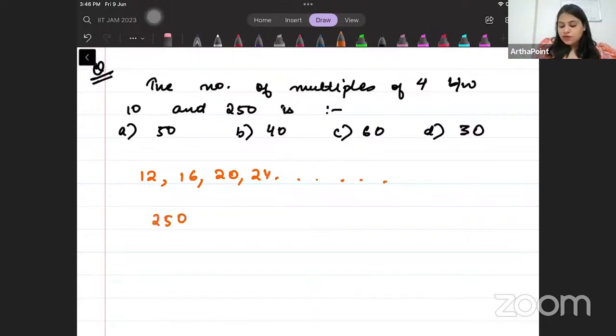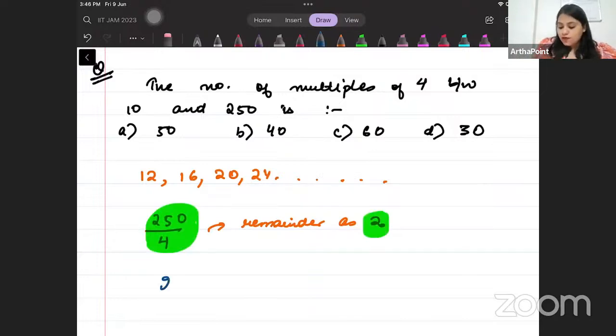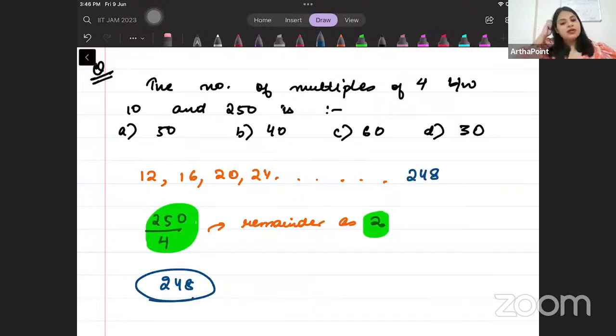If I divide 250 by 4, I will get remainder as 2. That means 250 is not completely divisible by 4. It's giving me a gap of 2. So 2 must be subtracted from 250 to get the last number. Are you getting it? When 250 is divided by 4, I'm getting the remainder as 2. So that means 248 should be the last number that is divisible by 4.